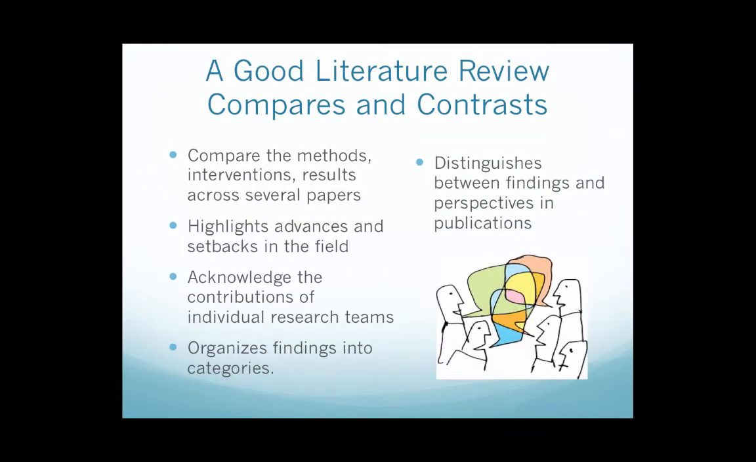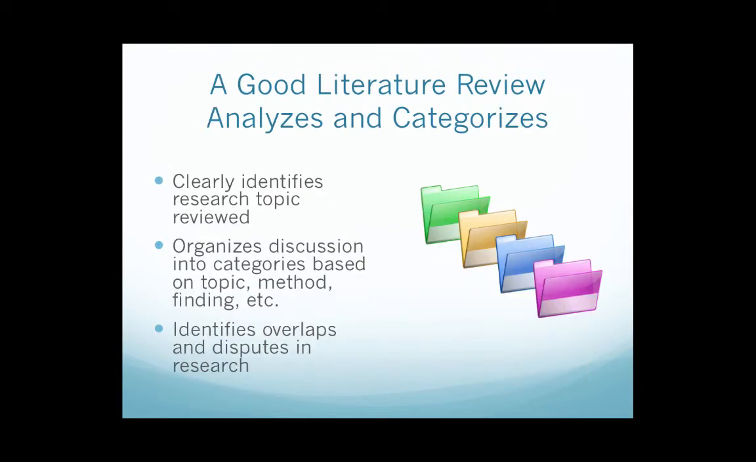A good literature review compares the methods, interventions, and results across several papers. It highlights relevant advances and setbacks in the field. It acknowledges the contributions of past and contemporary research teams working on similar research. It organizes findings into categories to make it easier for your reader to comprehend, and it distinguishes between findings and perspectives across publications.